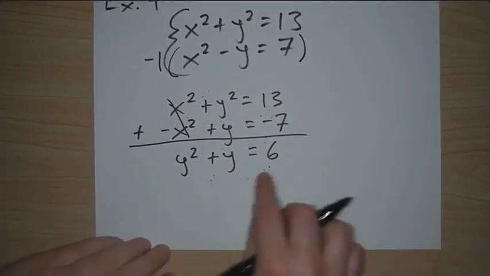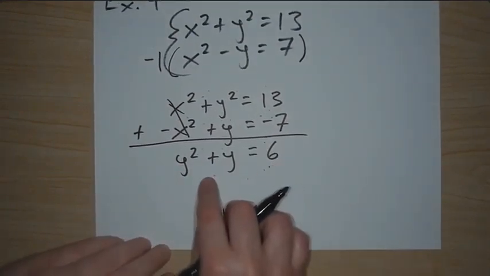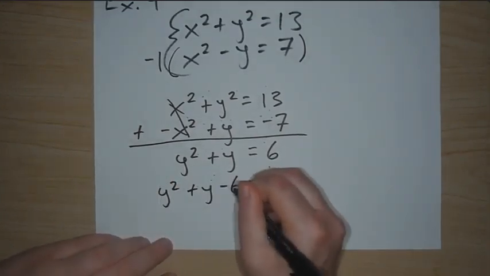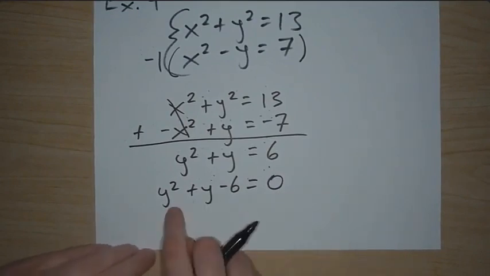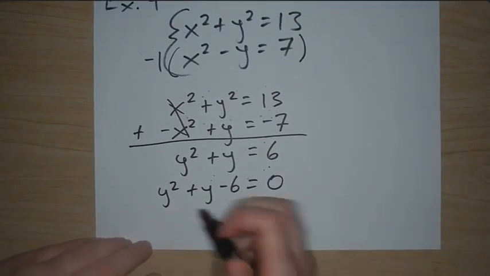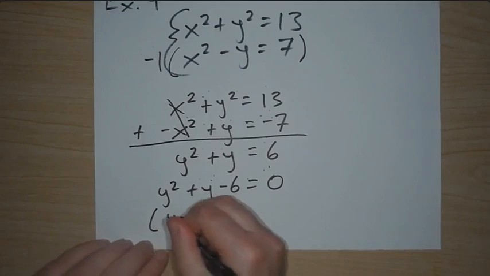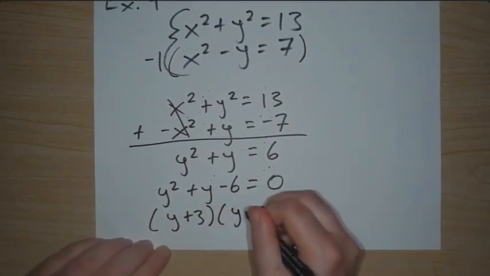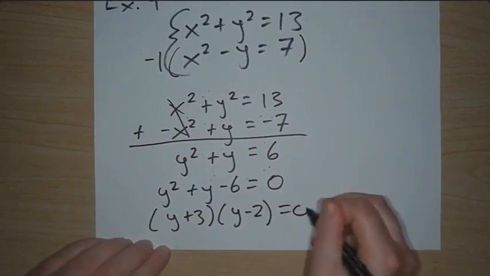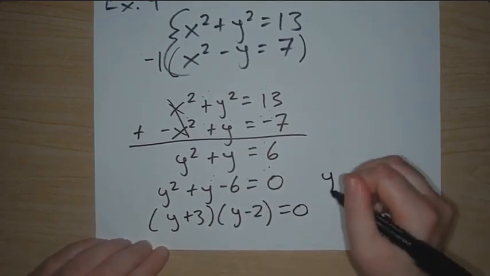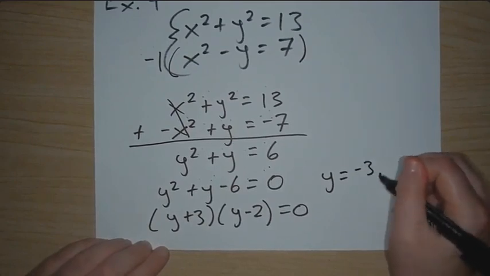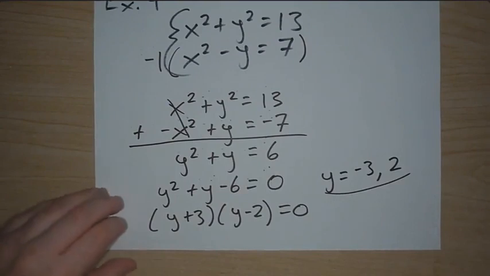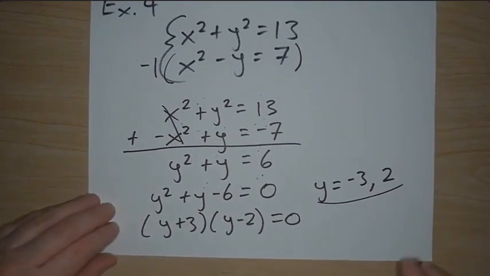So we can now solve for y. I'm going to subtract this 6 to this side, so this is equal to 0. So you have y squared plus y minus 6 is equal to 0. Then factoring y squared plus y minus 6 is equal to 0, we get y plus 3 and y minus 2 is equal to 0. So we get y is equal to -3 and +2, which means we have two y's.